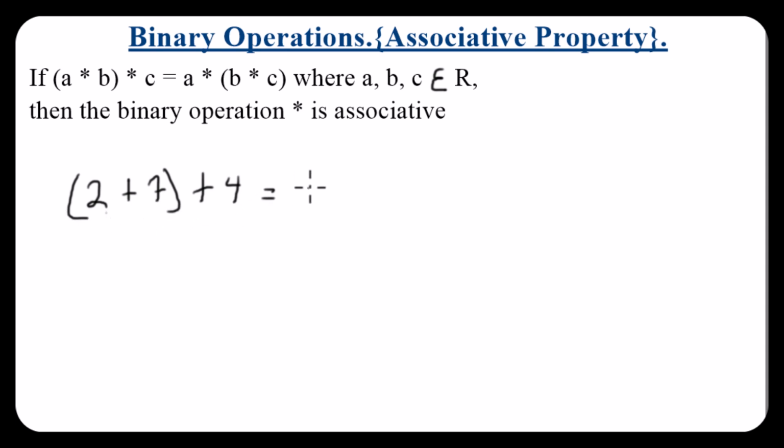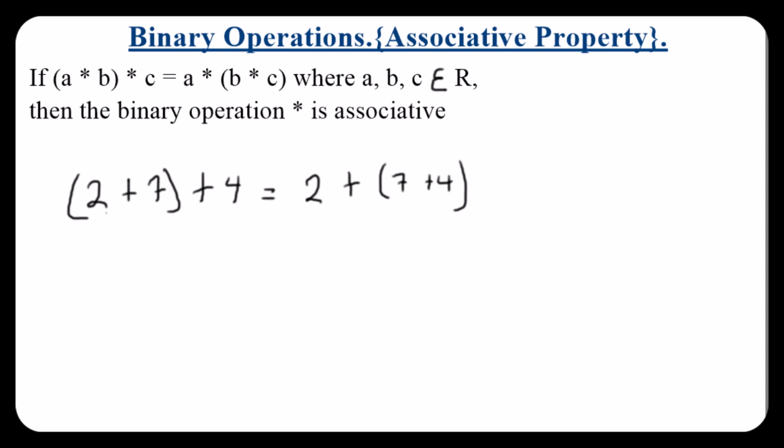Let's say, for instance, I want to bring the 2 outside now, and then the last two numbers, keep them in brackets, so (7 plus 4). So 2 plus (7 plus 4). If (2 plus 7) plus 4 is the same thing as 2 plus (7 plus 4), no matter the order, then definitely we can say addition of real numbers is associative.